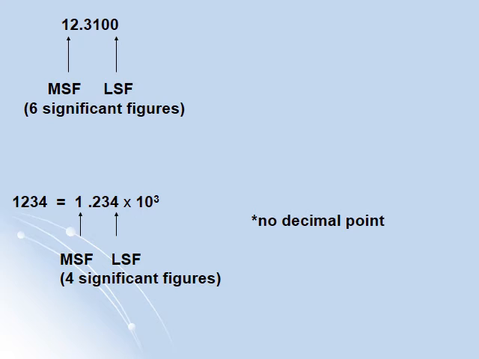Here you're seeing two other examples of significant figures. 12.3100. So leftmost 1 is the most significant figure, and since we have a decimal point, go to the extreme right. That's the least significant figure. Now you count all those numbers, and that gives 6 significant figures. If you see a number written in scientific notation, then forget about the 10 to the power. Just focus on the number part of it. So in this case, 1.234, 1 is the most significant figure and 4 is the least significant figure, and so we have 4 significant figures.